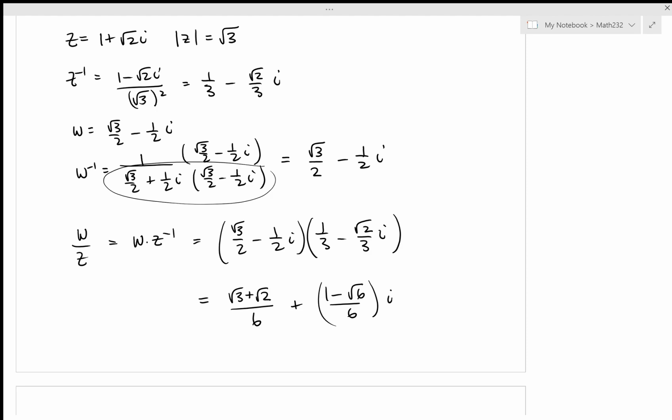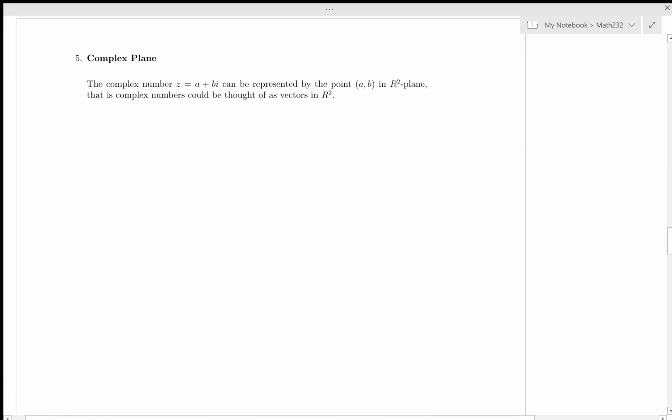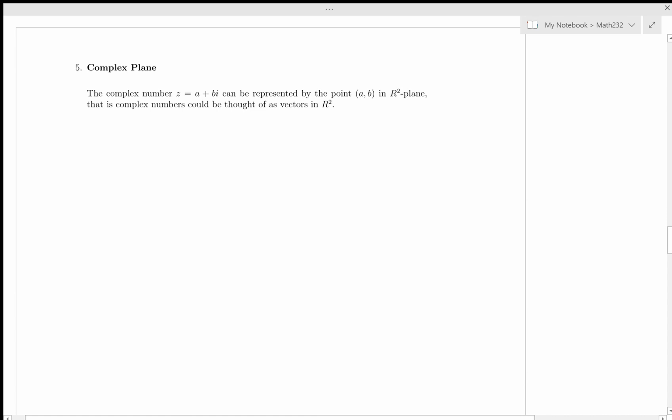Okay, the next point: we can think about a complex number, z is a plus bi, as being represented by a point (a, b) in the R2 plane. So in some sense, you could think of it as a vector in R2. We've had this issue come up before. We've now got three flavors of the same thing. Sometimes when we see a pair of numbers like this in brackets, we think to ourselves, okay, that is a pair of numbers. And how are we thinking of that pair of numbers?